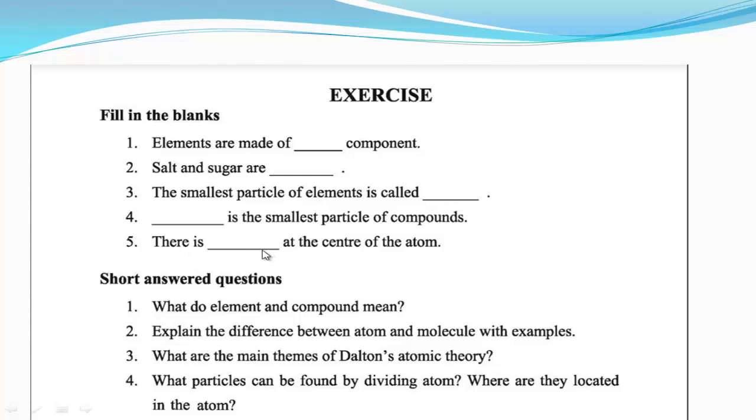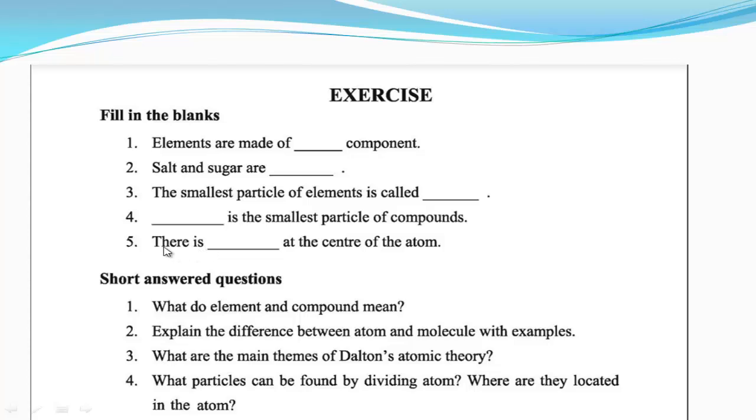There is a nucleus at the center of the atom. For this sentence the answer will be nucleus, but if there are, then you can write proton and neutron. There are proton and neutron at the center of the atom, but here what is actually mentioned is.